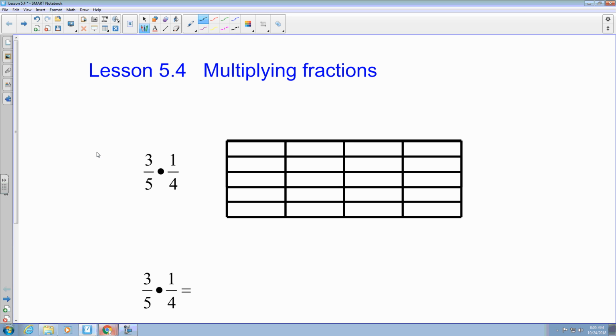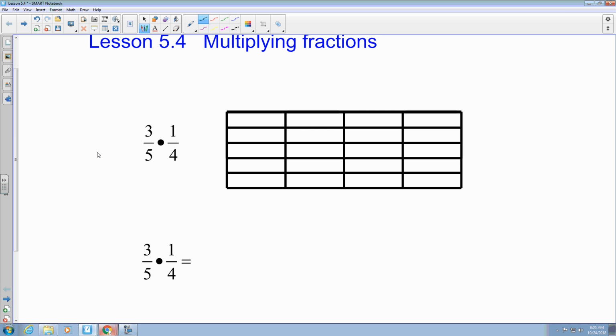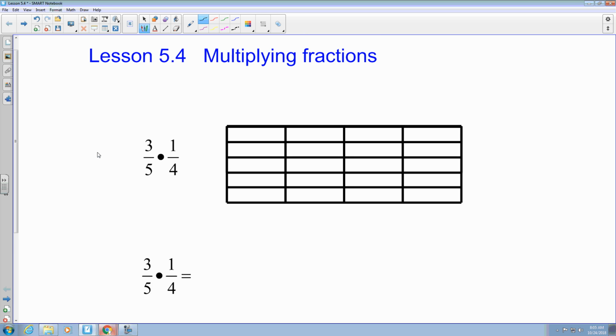All right, we're in section 5.4 where we're going to be learning to multiply fractions. If you notice here, we have essentially the same problem, but we're going to solve it two different ways. The first way we'll look at is right here, without the manipulatives. So what we have is 3/5 times a quarter.